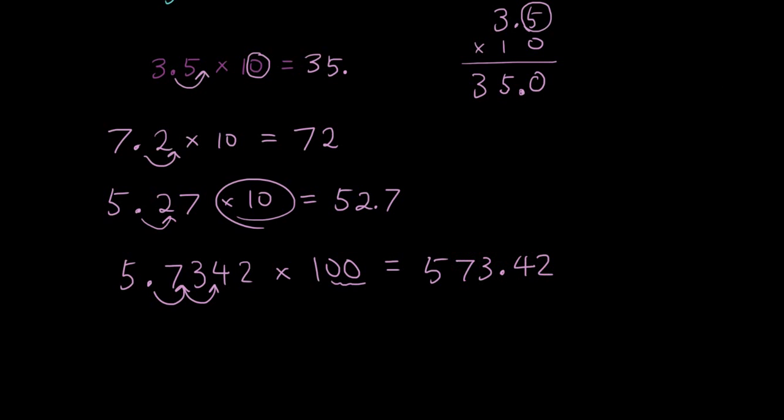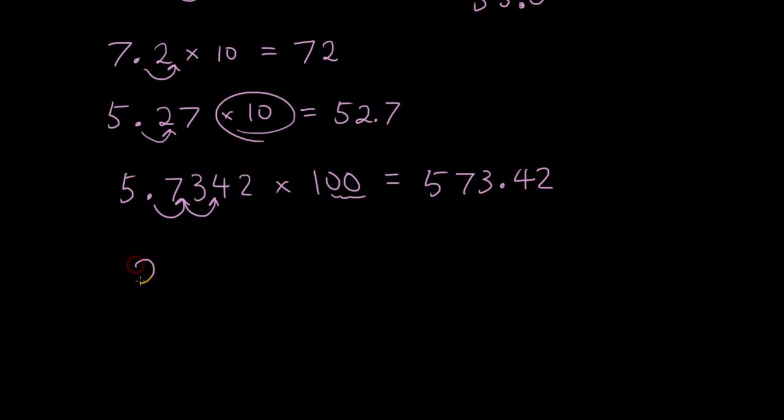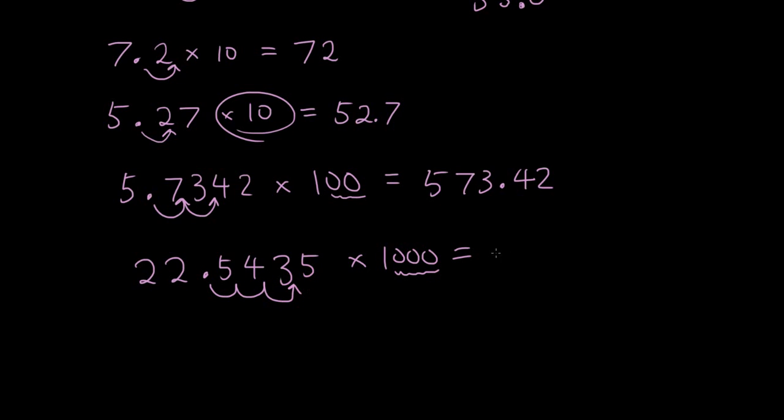Okay, let's try another one. Let's try 22.5435 times 1,000. Now because there are 3 zeros, you move the decimal point to the right 3 times. 1, 2, 3. So the answer will be 22,543.5.